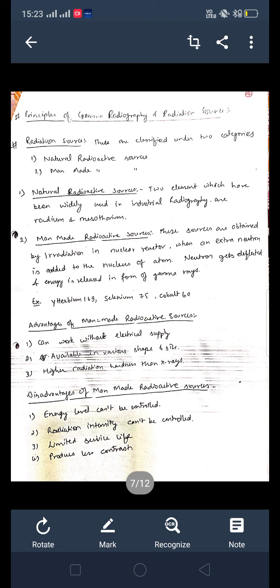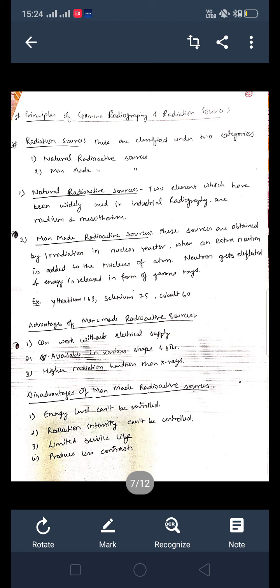What are man-made radioactive sources? These sources are obtained by irradiation in a nuclear reactor. When an extra neutron is added to the nucleus of an atom, energy is released in the form of gamma rays. It means if the sources are obtained by irradiation in a nuclear reactor, energy is released in the form of gamma rays. For example, selenium-75 and cobalt-60. These are examples of radioactive sources made by man.